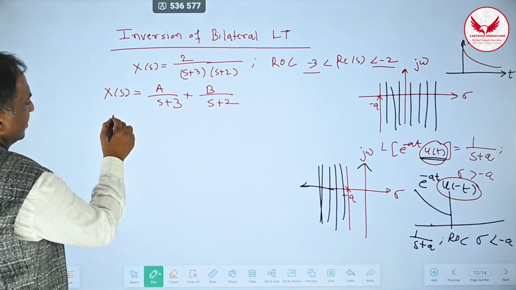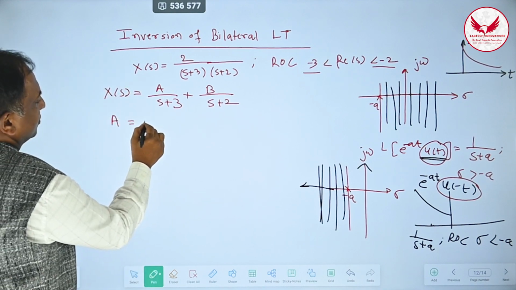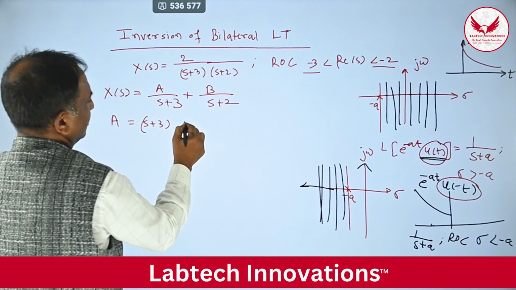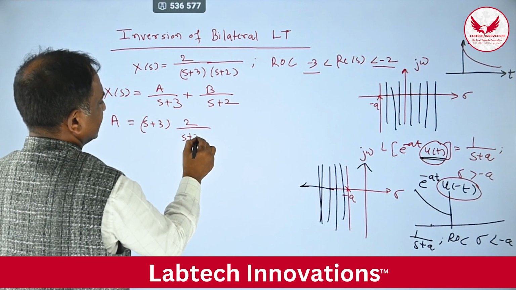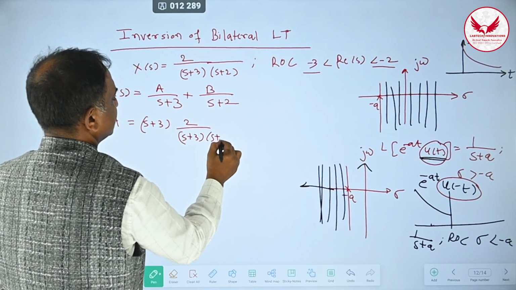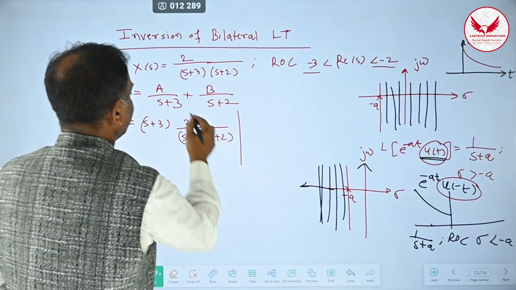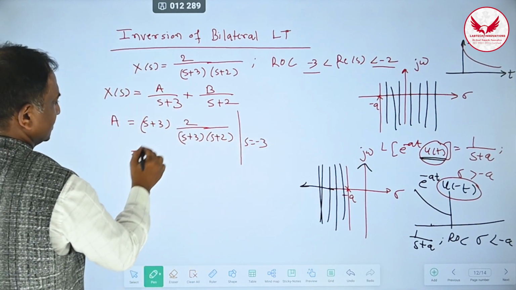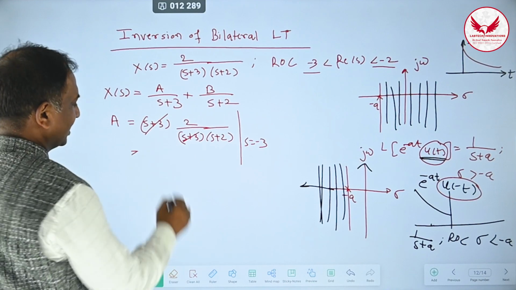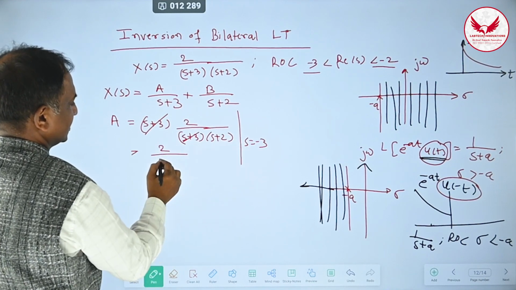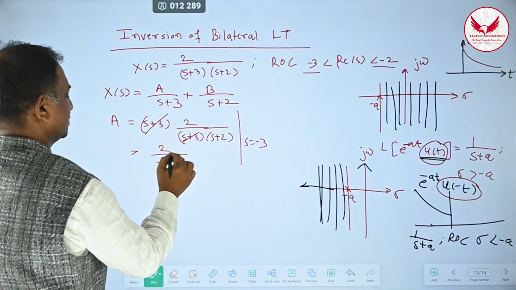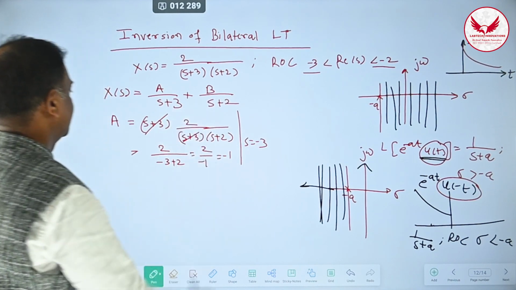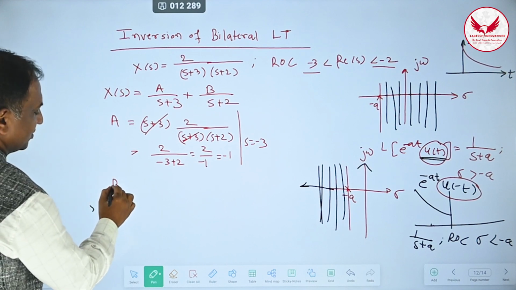Now if I want to find out the value of A, this is equal to (s plus 3) into X of s, where X of s is equal to 2 upon (s plus 3) into (s plus 2). And for this, the value of s is equal to minus 3. Just substitute these values, so s plus 3 will get cancelled. 2 upon, here minus 3 plus 2, so equal to 2 upon minus 1, which is equal to minus 2. So this is the value of A. Similarly, find out the value of B.